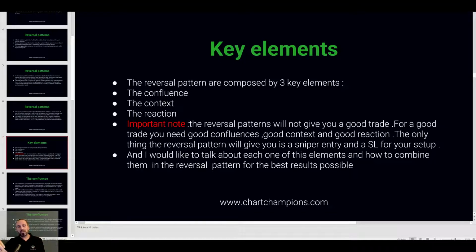Only a sniper entry, the best entry possible, depending on the retest, depending on the price action, and a stop loss. Take profit should be determined using technical analysis, again using confluences depending on each situation. This is really important to understand.